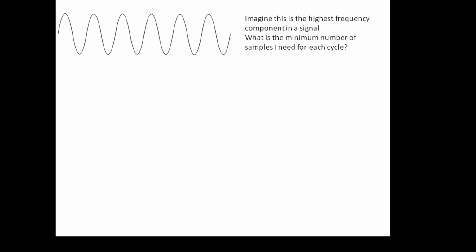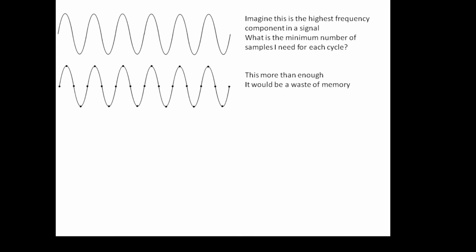Imagine this is the highest frequency component in a signal. So how many samples do we need to take for every cycle? If I want to reproduce this wave, how many samples per cycle do I need? Now, looking here, I've taken more than enough. There wouldn't necessarily be any problems, but it would be a waste of memory. I don't need that many samples, which is 1, 2, 3, 4 per cycle. I don't need.